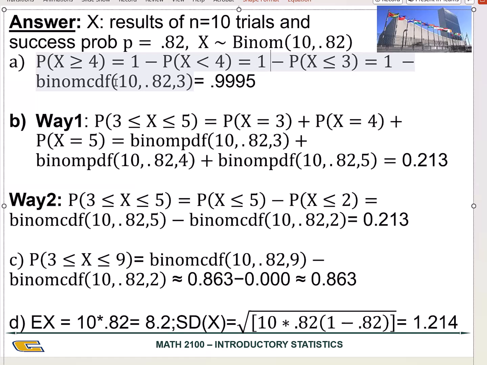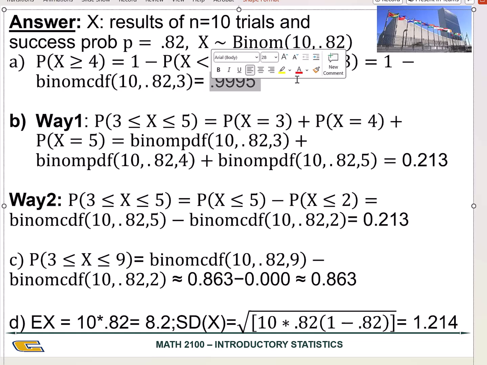You should do binomial CDF with 10, 0.82, and 3. If you plug it into your TI calculator, you should be able to get this quantity, 0.0005. So the probability that we have at least 4 people who want UNH to remain here is 0.9995.